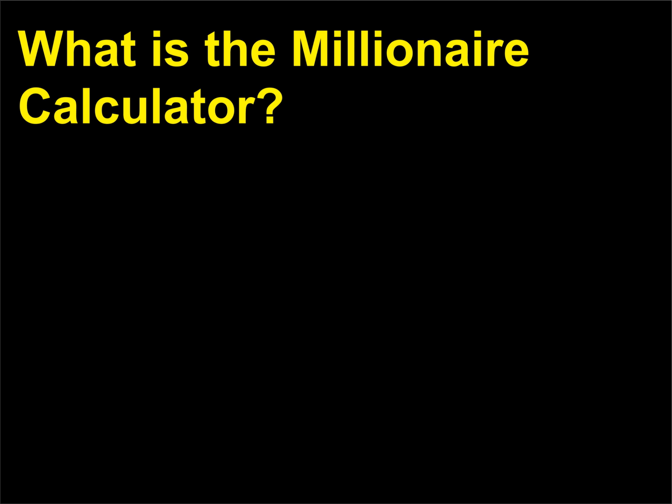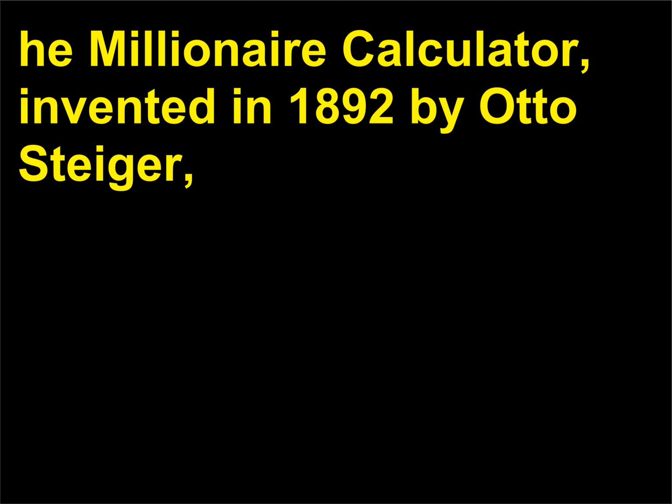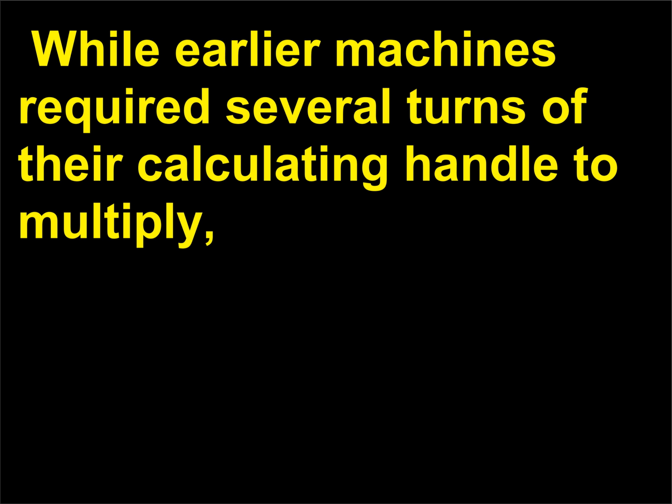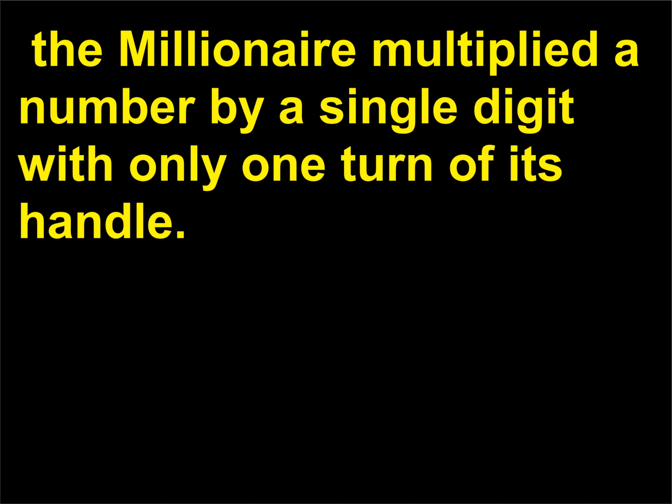What is the millionaire calculator? The millionaire calculator, invented in 1892 by Otto Steiger, solved many of the problems associated with other devices' multiplication. While earlier machines required several turns of their calculating handle to multiply, the millionaire multiplied a number by a single digit with only one turn of its handle.